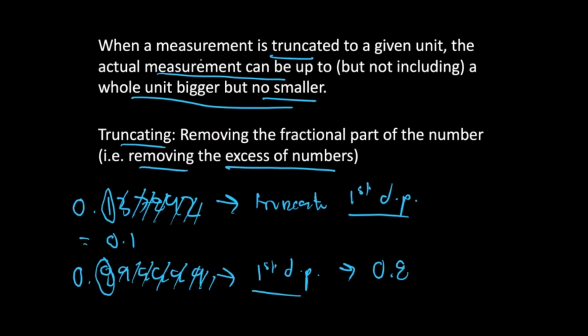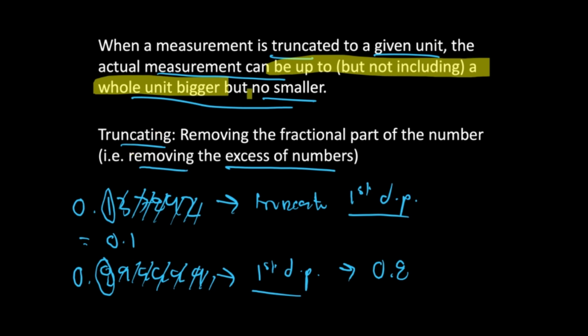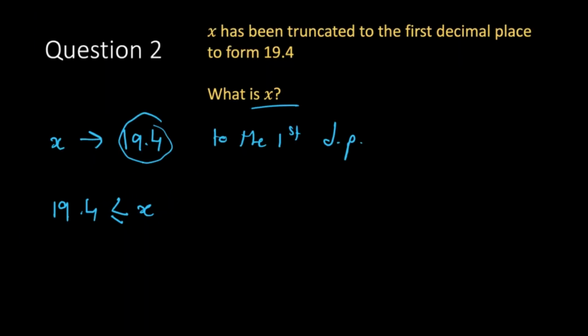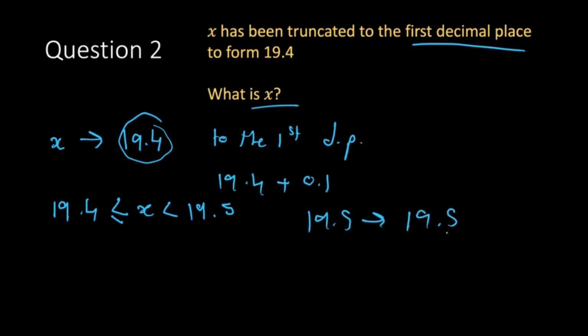Going back to this definition, when a measurement is truncated to a given unit, the actual measurement can be up to, but not including, a whole unit bigger, but not smaller. So using this phrase, go back to the question. A whole unit bigger would mean 19.4 plus 0.1, since we're doing the first decimal place. So this would give you 19.5. Going back to the definition, it says but not including, which is why I didn't put an equal sign under like this. It's under 19.5, because if you had 19.5 and you truncate this to the first decimal place, this would give you 19.5, not 19.4. It wouldn't give you that, which is why this is the cutoff limit.